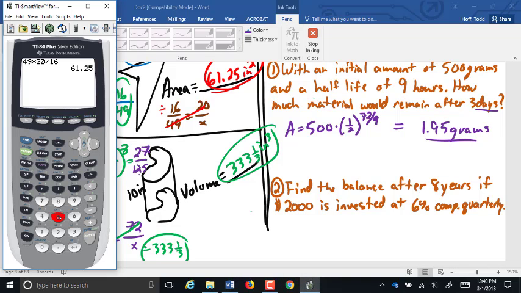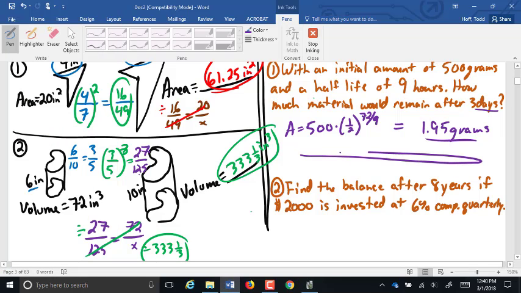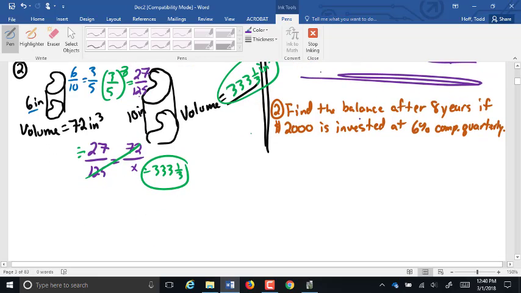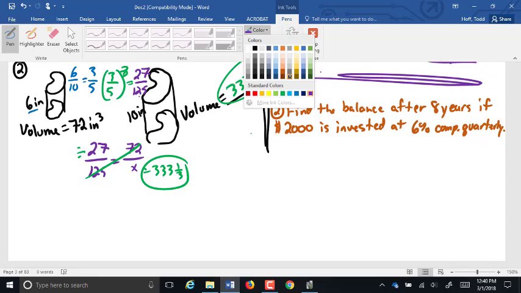Always do a quick double check on that. That sounds about right. 1.95, yeah. Any questions? Okay. For the second one, do you guys remember the formula for interest, for exponential growth?